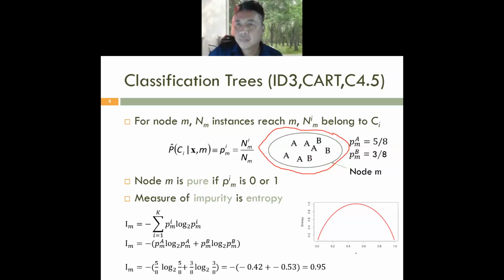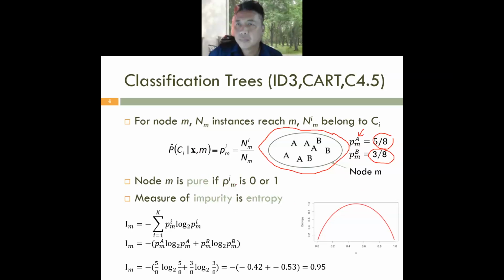So we want to maximize this. But we must have a mechanism to compute the value of this, the purity of this group. So we will look into the probability. For example, for class A, we have 5/8, and for class B, we have 3/8. So how do we sum them up together? We will look into the weightage again.